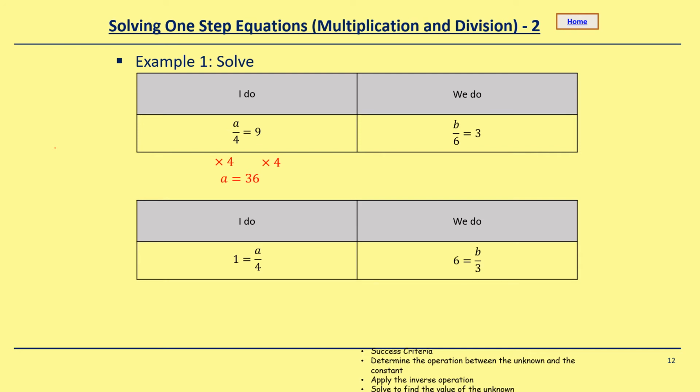This time we've got 1 equals A divided by 4, so again we're going to multiply by 4, so the answer is simply A equals 4. So you pause the video and you try the next 2 questions.